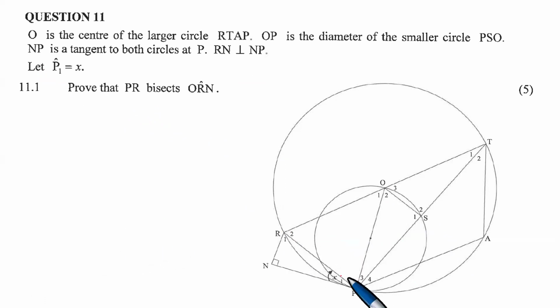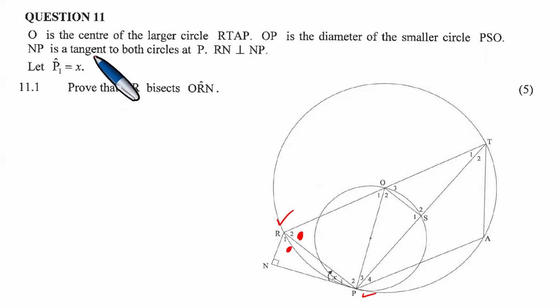So to prove that PR bisects the angle ORN, we must prove that this angle here is equal to that angle there. R1 equals R2. That's what you need to prove here. R1 is equal to R2. Let us prove this here. How do you prove that R1 is equal to R2?